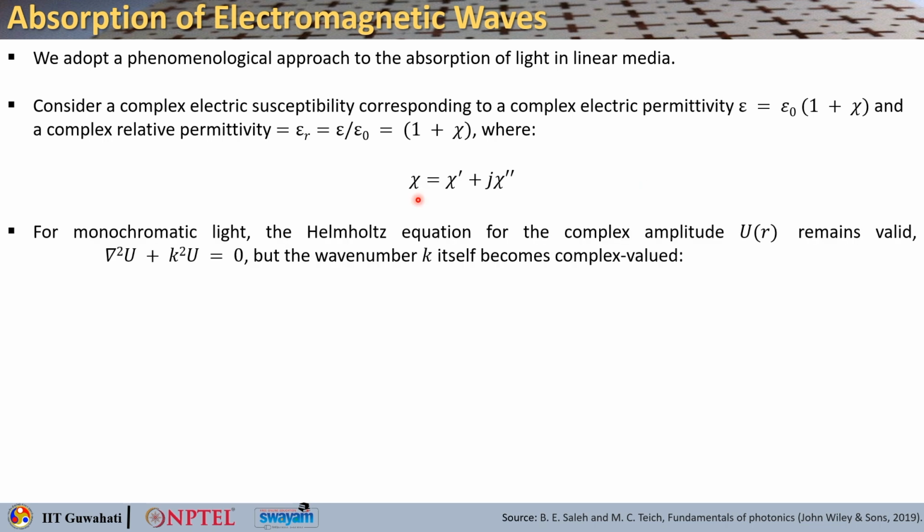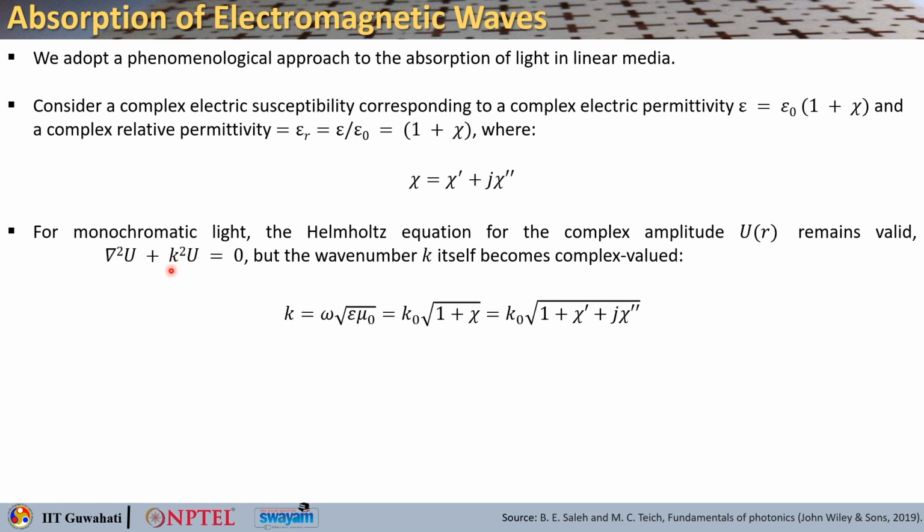Now, this chi can have a real and an imaginary part. So, you can write chi equals chi prime plus j chi double prime. This is the real part of the electric susceptibility, and this is the imaginary part. Now, for monochromatic light, the Helmholtz equation for the complex amplitude U(r) remains valid. So, you can simply write del squared U plus k squared U equals 0. But the wave number k itself becomes complex valued.